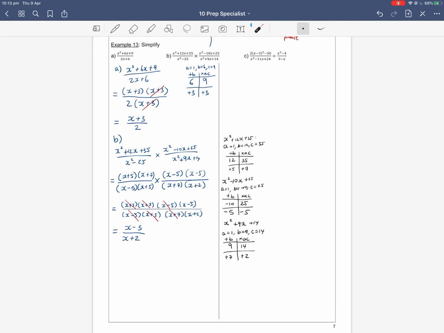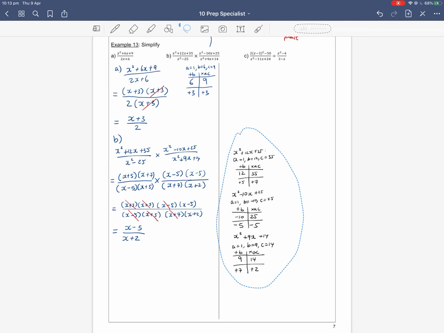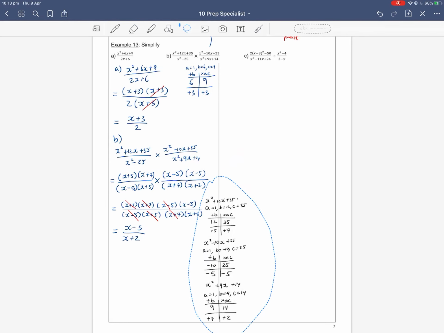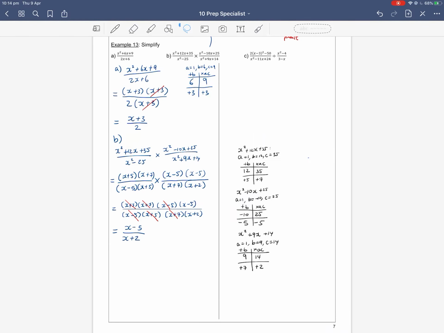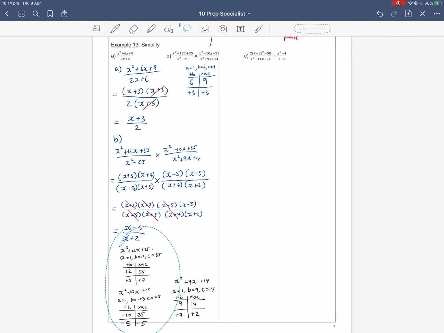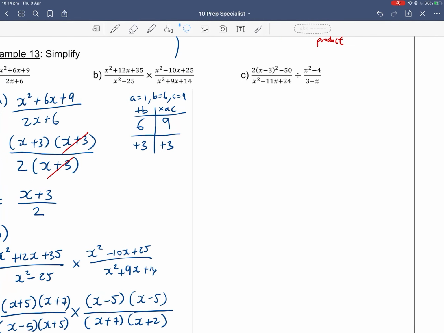Let's do C as well. So part C, I'll just move this down here so I can have more space. Let's move that down there and move that there. Alright, part C.